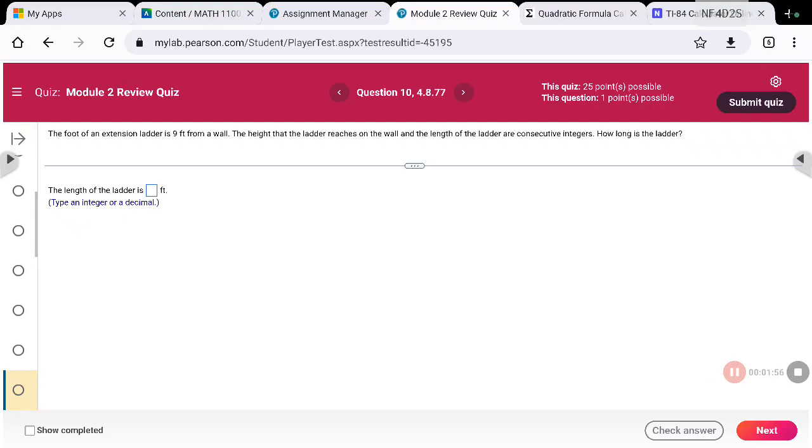All right, on this next problem, it's talking about an extension ladder that is leaning up against a wall. It says the foot of the extension ladder is 9 feet from the wall. Then the height that the ladder reaches on the wall and the length of the ladder are consecutive integers. How long is the ladder? Okay, so let's look at this.